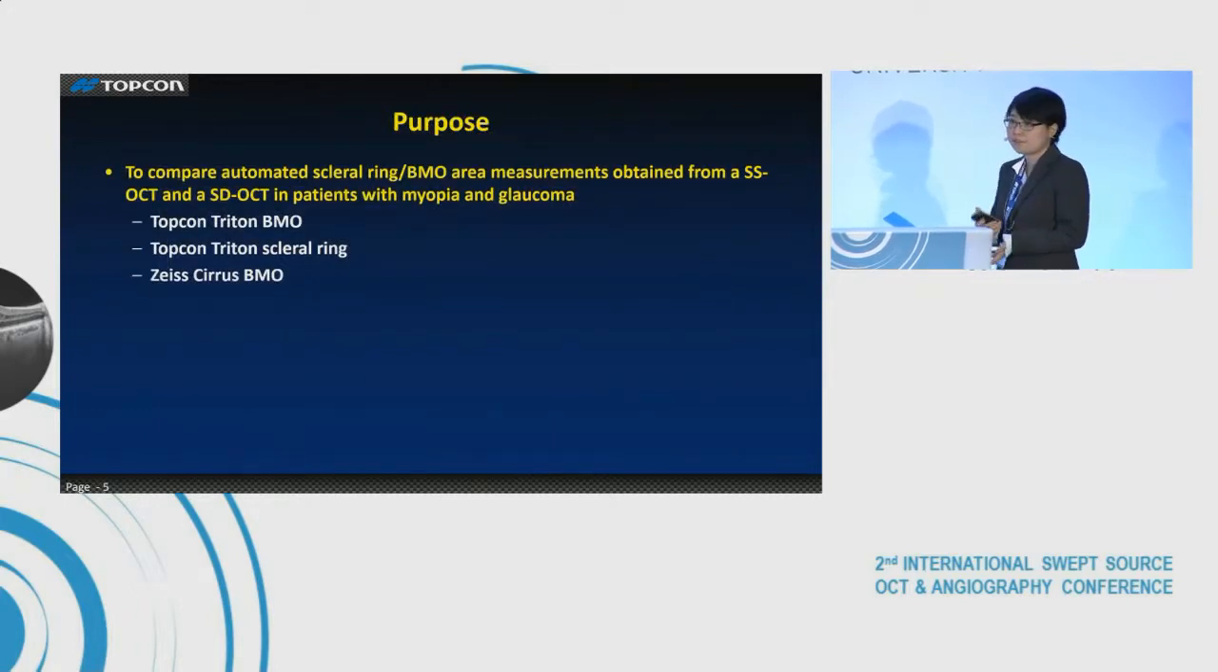To compare the different disc detection methods in swept source OCT and spectral domain OCT, we conducted a study in patients with myopia and glaucoma. And the three methods we're going to compare are the Topcon Triton BMO, Topcon Triton scleral ring, and Zeiss Cirrus BMO-based disc detections.